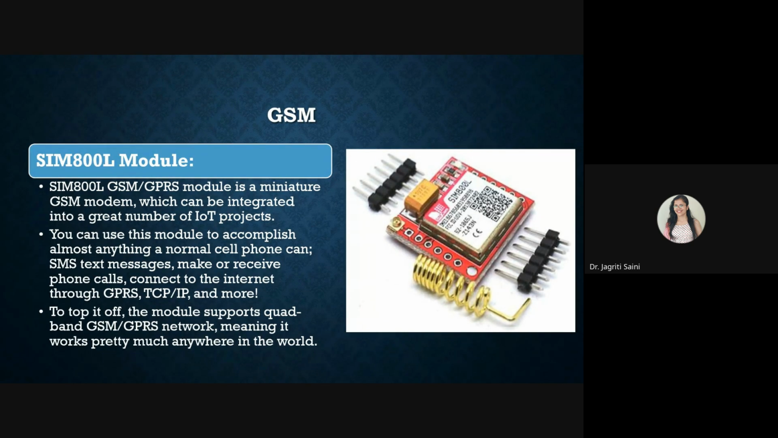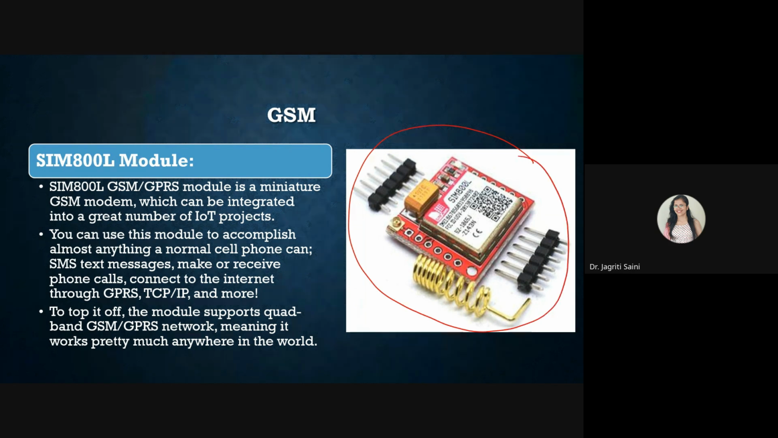And with this SIM800L module, it allows you to send simple calls you can make from here. It can connect to the internet through GPRS, TCP/IP protocol. It can also allow you to send text messages directly. And this is a very mini chip you can find.